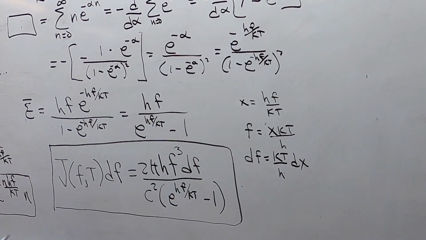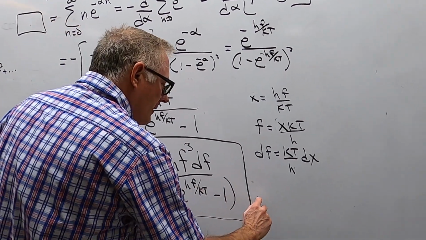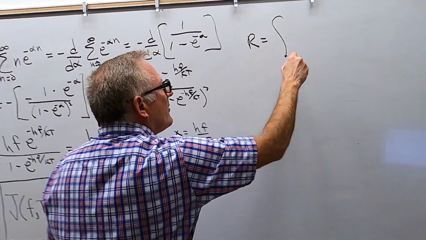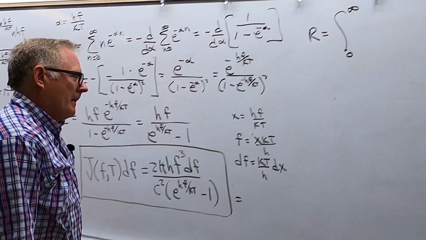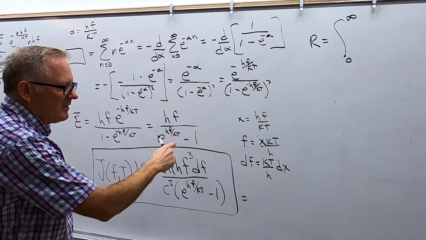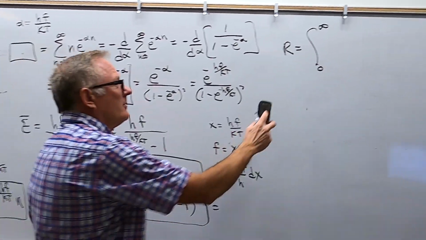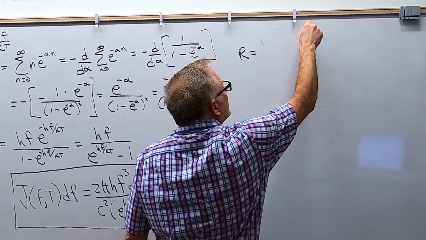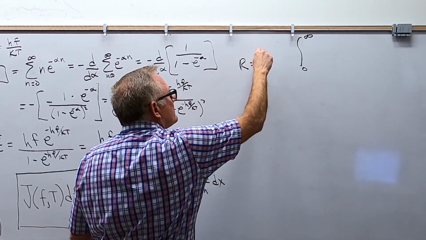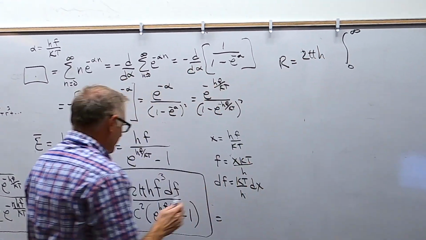So now if I put this all in terms of x, we're going to integrate this thing. So R is the integral from 0 to infinity. We can still use the same limits because when f goes to infinity, x goes to infinity, and when f is 0, x is 0. I'm going to pull out anything that's constant: the 2, the pi, the h.